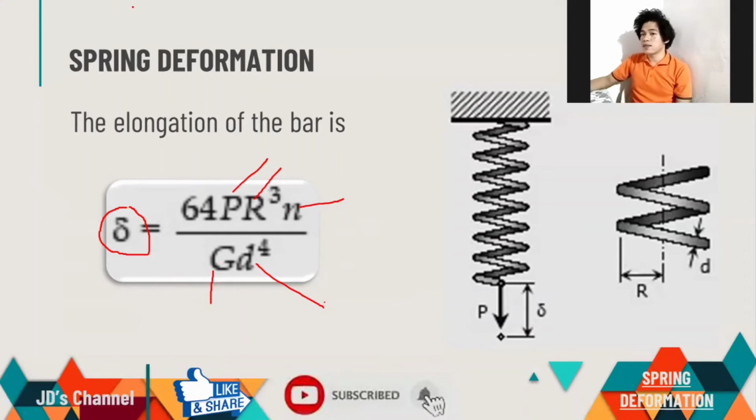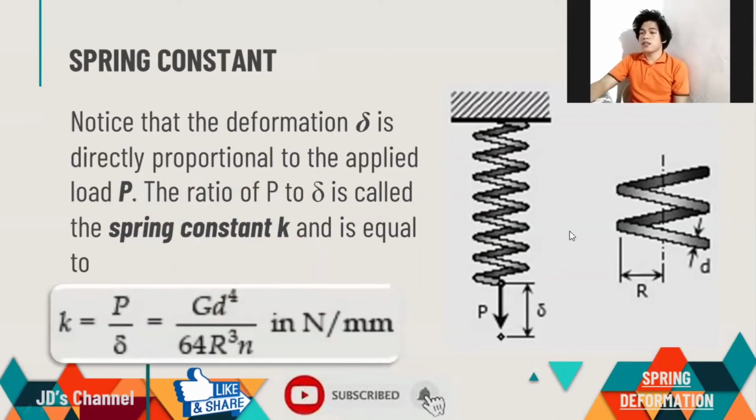Next one, class, is notice that the deformation delta is directly proportional to the applied load P. The ratio of P to delta is called the spring constant and is equal to, so ito na class yung ating spring constant, which is K is equals to P over ng delta is equals also to G times d raised to 4 over ng 64 R raised to 3 times N, wherein ito ay naka-Newton per mm.